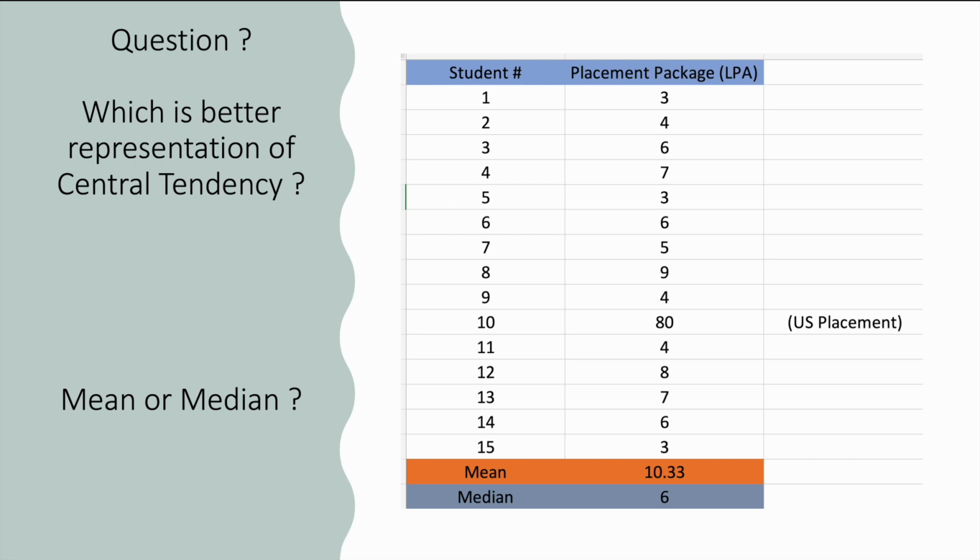where the data is mostly located. Okay, what do you think? Which one is that? If you ask me, number 10, this student got lucky, and because of this 80 number being present over here, my mean has gone very high to 10 lakhs. But if you remove this particular lucky student, the average of the rest of the 14 students is nowhere close to 10, right?